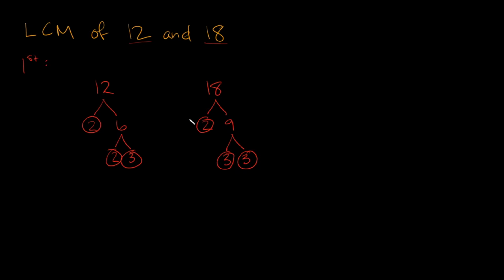Now the second step is where things kind of change a little bit. Okay, so this is gonna be your second step. Now that we've found our prime factors, we're gonna write these out. I'm gonna start with 12. I'm gonna say 12 is equal to 2 times 2 times 3, right? And directly underneath that, I'm going to put the prime factors for 18. So 18 is equal to 2 times 3 times 3.